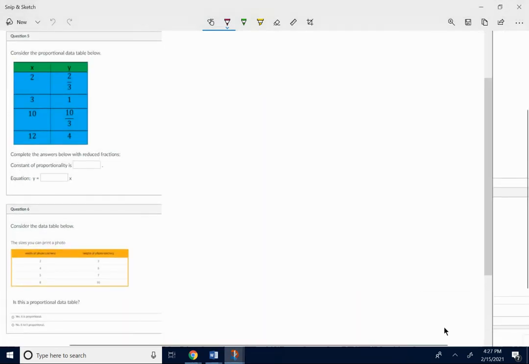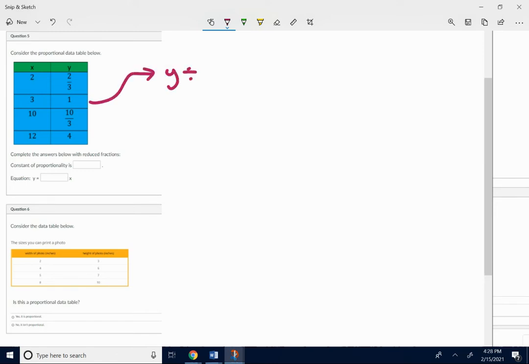Okay, number 5. Consider the proportional data table below. Okay, they're already telling you it's proportional. Okay, the constant of proportionality is what? Well, if this is proportional, it doesn't matter which y divided by x you're looking at. Let's just do the simple one.